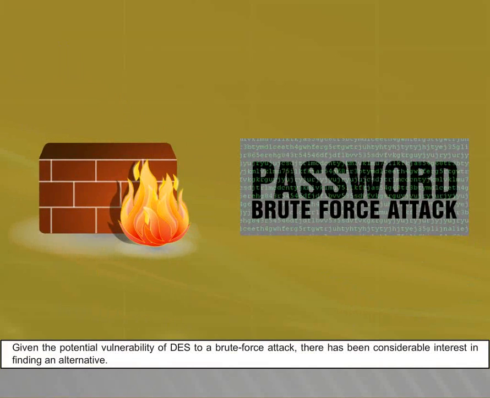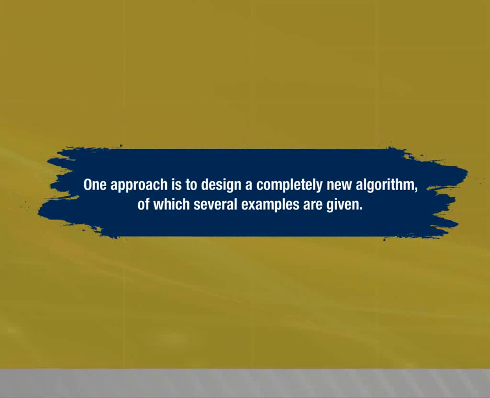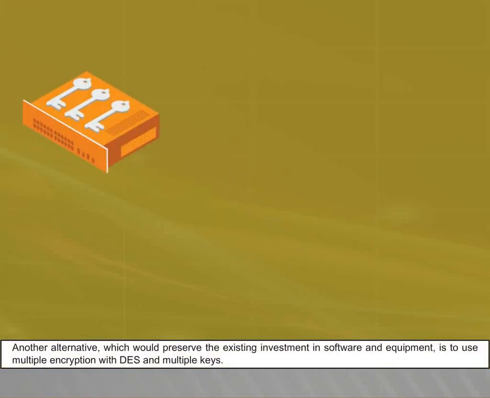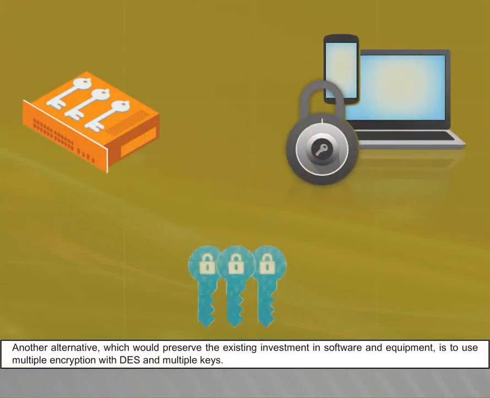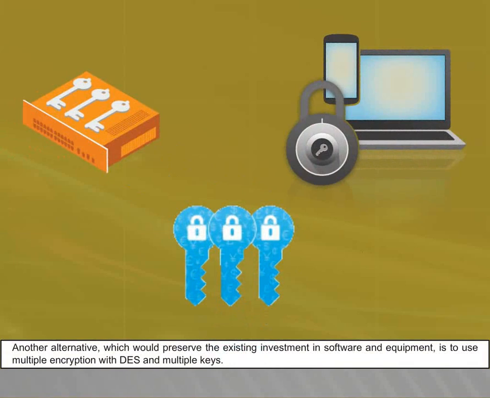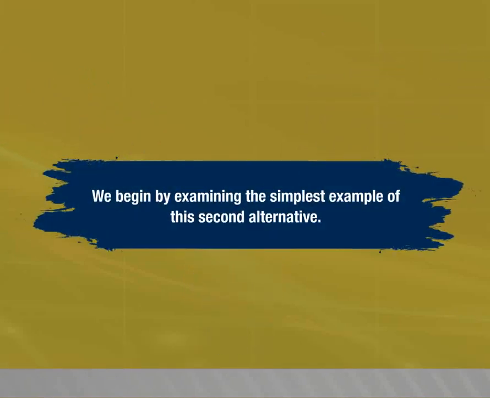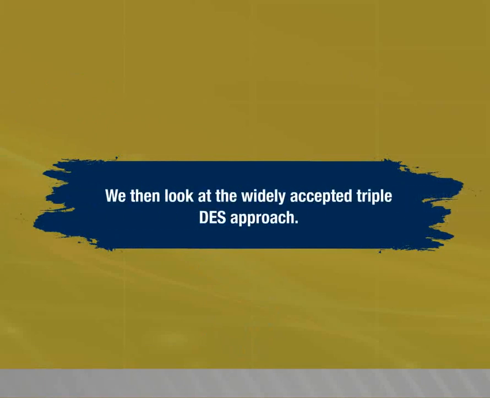Given the potential vulnerability of DES to a brute force attack, there has been considerable interest in finding an alternative. One approach is to design a completely new algorithm, of which several examples are given. Another alternative, which would preserve the existing investment in software and equipment, is to use multiple encryption with DES and multiple keys. We begin by examining the simplest example of this second alternative. We then look at the widely accepted triple DES approach. Triple DES with two keys.